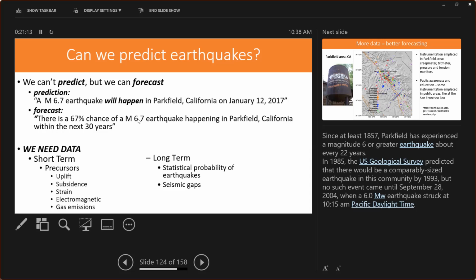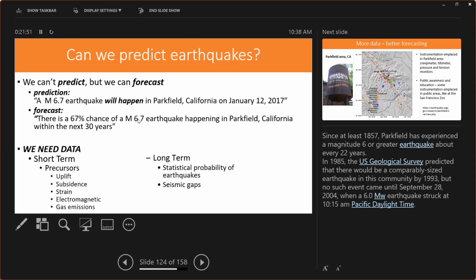So while your typical layman would probably not be satisfied with this, you can at least take this information and say, okay, within the next 30 years, we can implement this plan to build more earthquake-proof infrastructure, to build better buildings, to have better evacuation plans. So number one, it's scientifically accurate. Number two, you can still use that information and make good public policy choices with it.